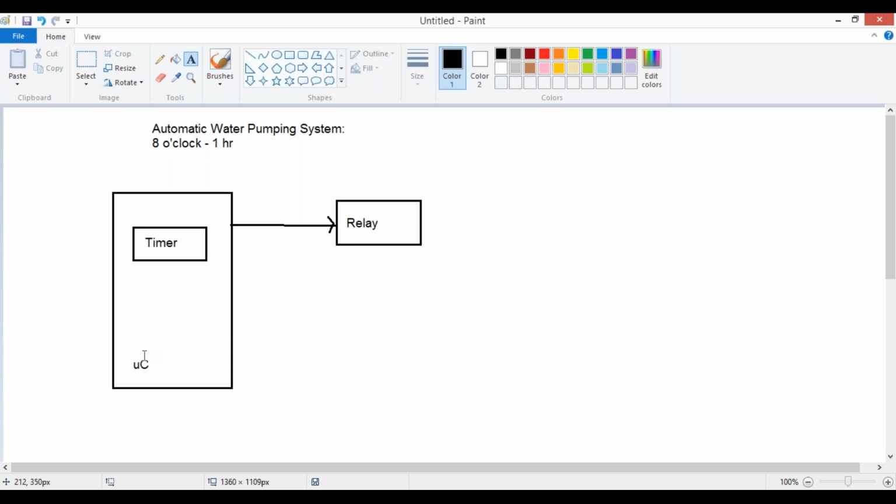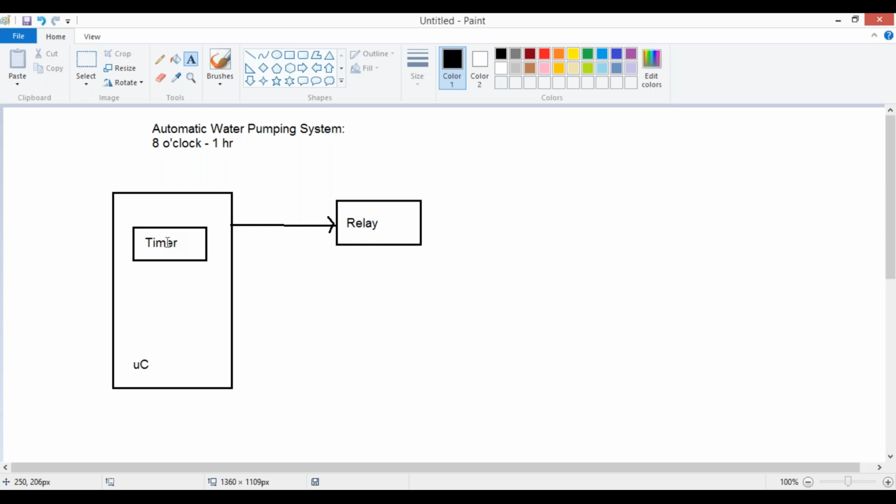Is the microcontroller going to start the pump at 8 o'clock if there is a power failure? No. Whatever time the power failed, that time is missed by the timer, so obviously there is going to be some lag, correct? So what do we have to do? What is the solution for that?